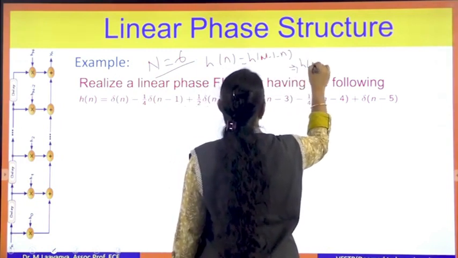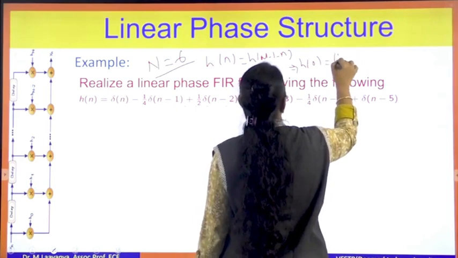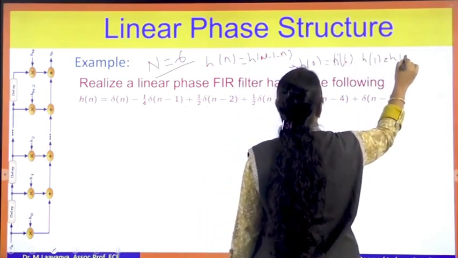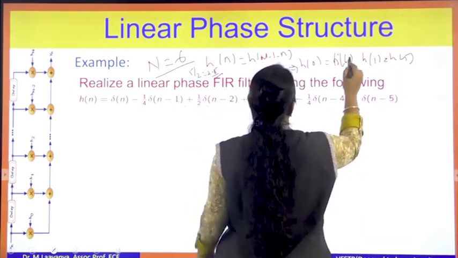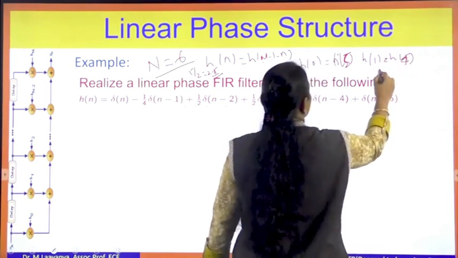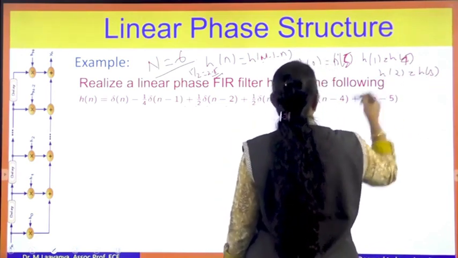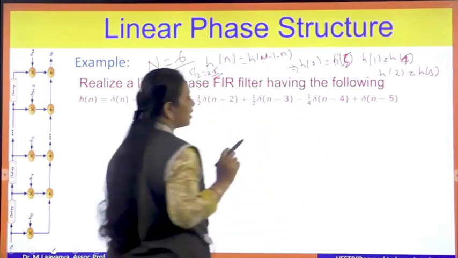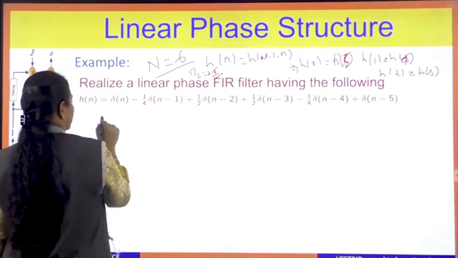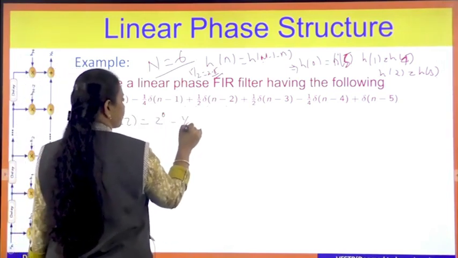So this implies h of 0 is equal to h of 5, h of 1 is equal to h of 4, and h of 2 will be equal to h of 3. So this is my symmetry condition, for 0 to 5. Let me take what is h of z.